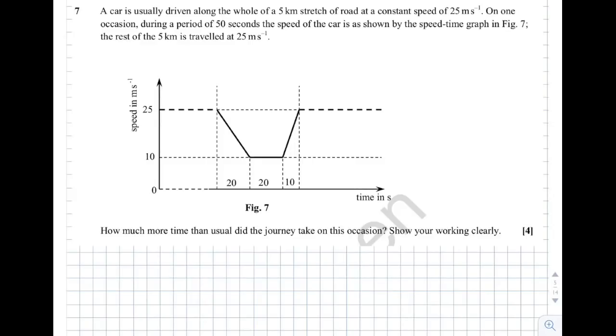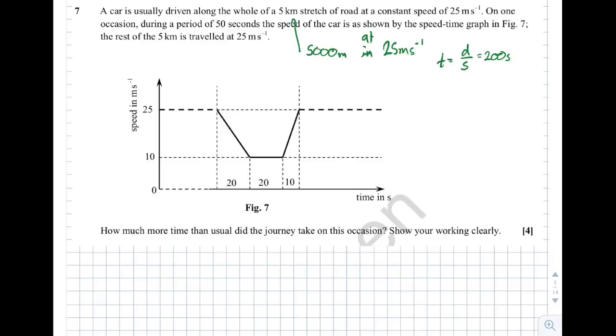Show your working clearly. Okay, so what I think we're going to have to do first of all is try and see how long it usually takes to do this journey. So we're going to travel 5,000 meters at 25 meters per second. So if we do time as distance over speed, we're going to do 5,000 divided by 25, so that's going to take 200 seconds. So what we need to do now is see how long it takes us when we've been slowed down by this amount. Then we can compare those and come up with the difference in time.